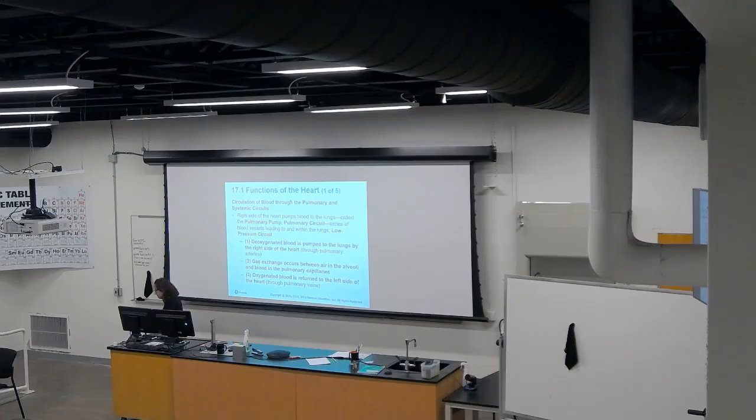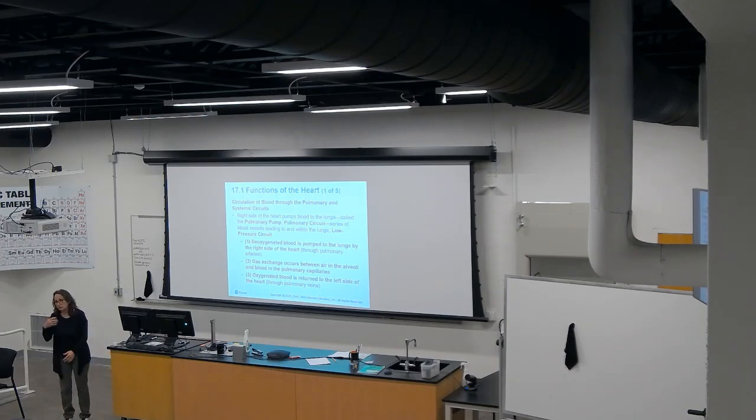So then, this double pump pumps blood into different parts of the body. The left side pumps blood into the systemic circuit, into the body itself. So the blood goes from the heart up to your toes. That's the systemic circuit.